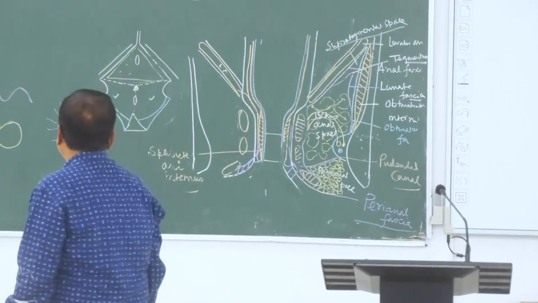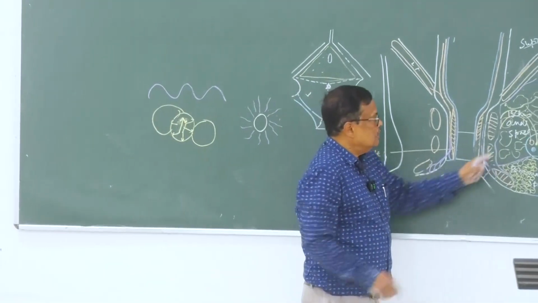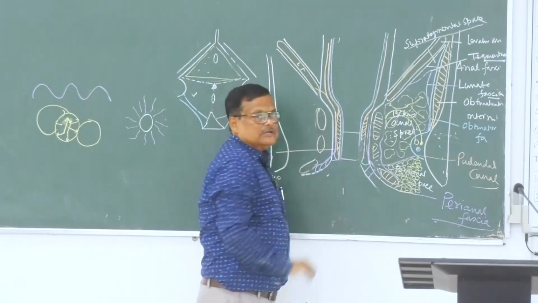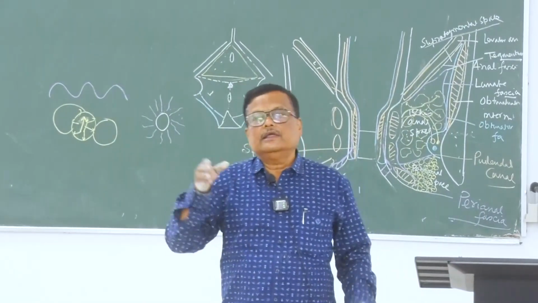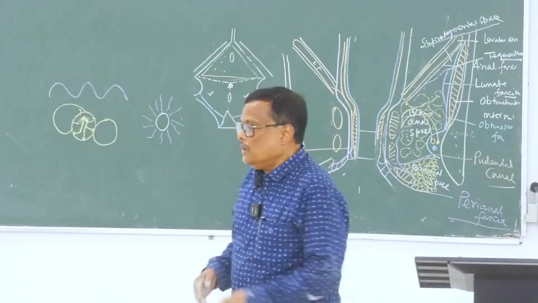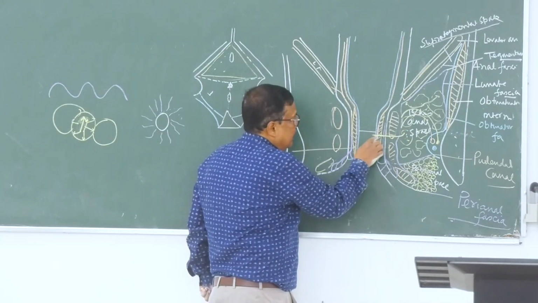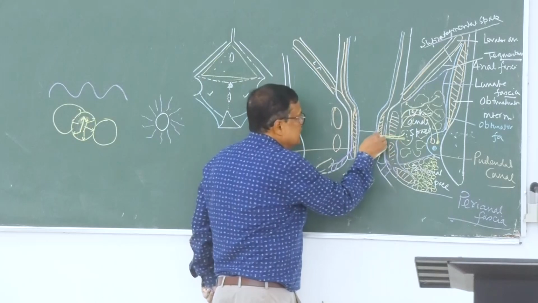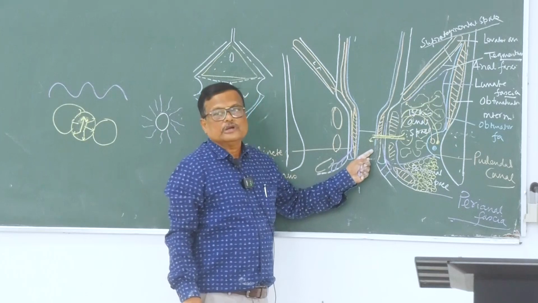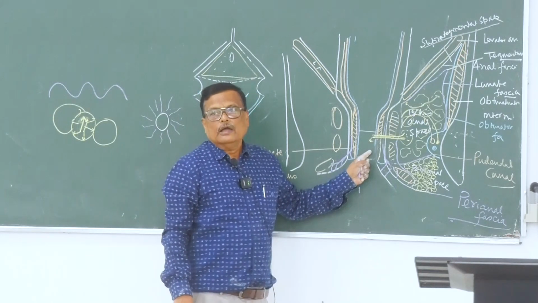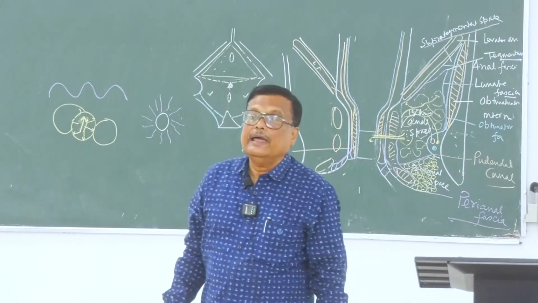One more thing is applied anatomy, we have 1 minute. If this space is infected and full of pus, the rule of pus is that it tries to go where there is less pressure. So this pus can track through here into the anal canal and come out, because pressure in the anal canal is less, and we call this fistula in ano.